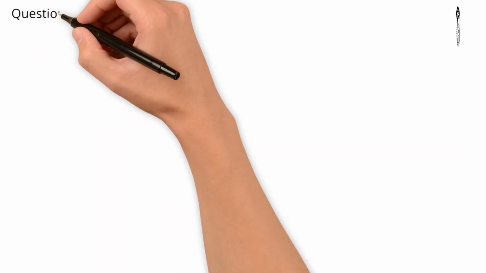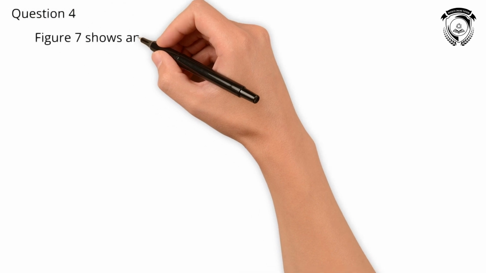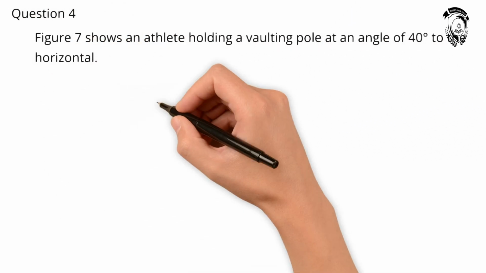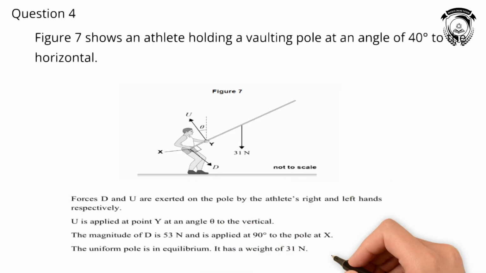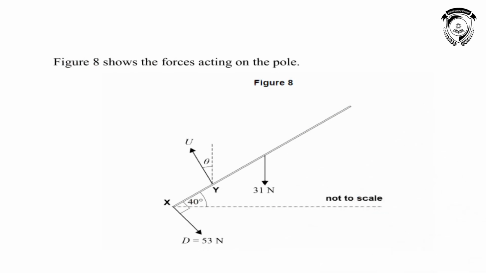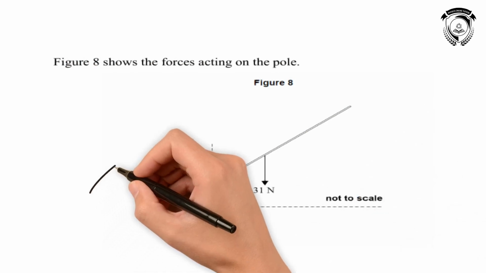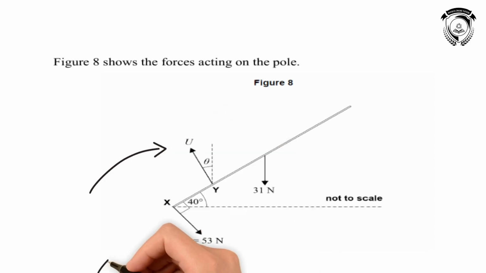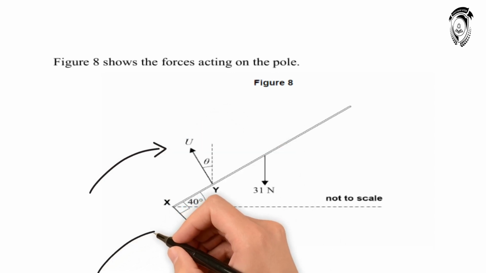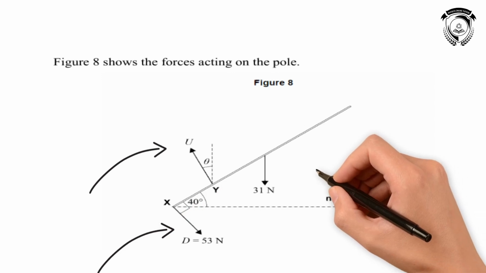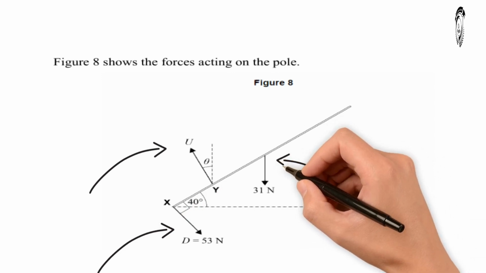See this figure 7 and take a moment to read this question. Figure 8 shows you the forces which are acting on the pole. There is a force U which is acting at point Y, and this is making an angle theta with the vertical. There is a force D of 53 newtons which is acting at point X, and this is perpendicular to the pole. And there is a weight of 31 newtons, and this is acting at the center of the pole.